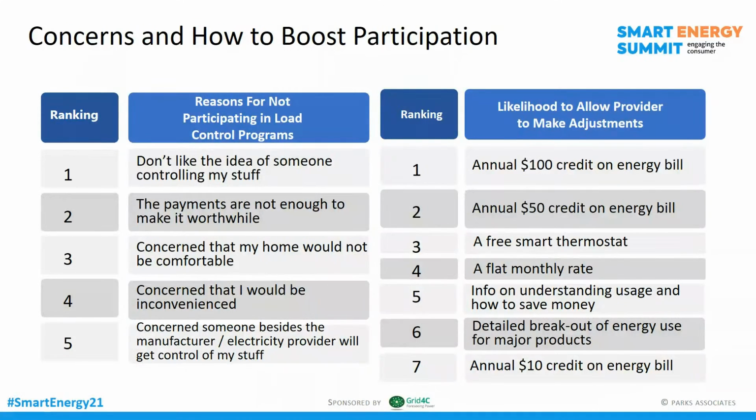A free thermostat generates slightly more interest than a $30 annual credit, and energy providers like CPS, Reliant, and Direct Energy are offering free thermostats today with certain energy plans, while others are offering customers a rebate on their smart thermostat purchase. Getting consumers more involved in these types of programs will be a challenge. Companies need to help increase awareness, familiarity, and share the value proposition of savings in a clear manner.